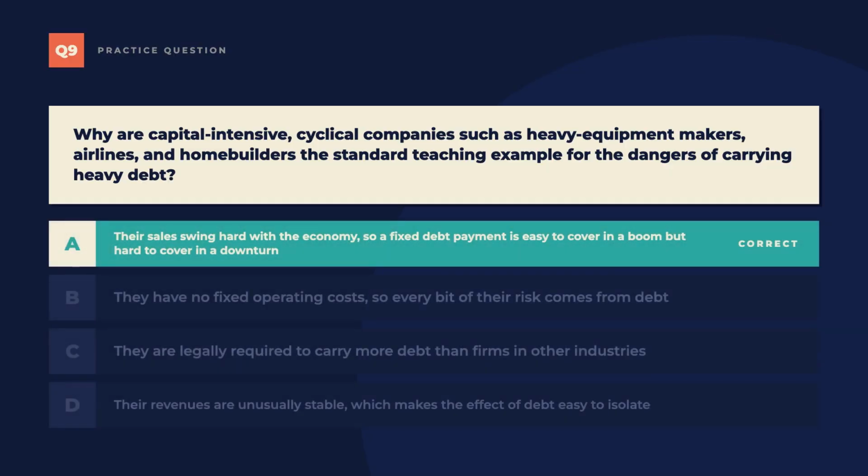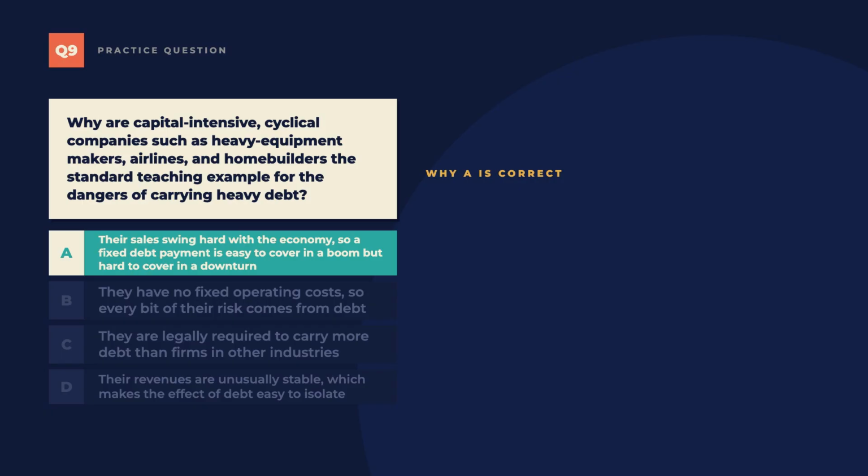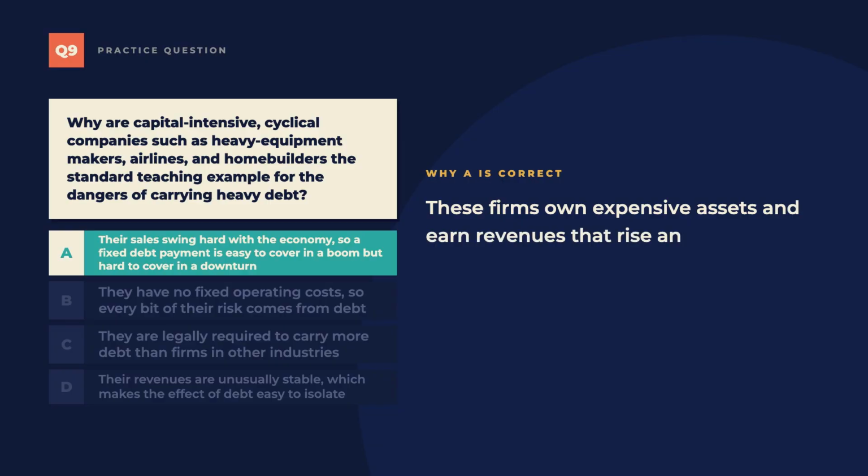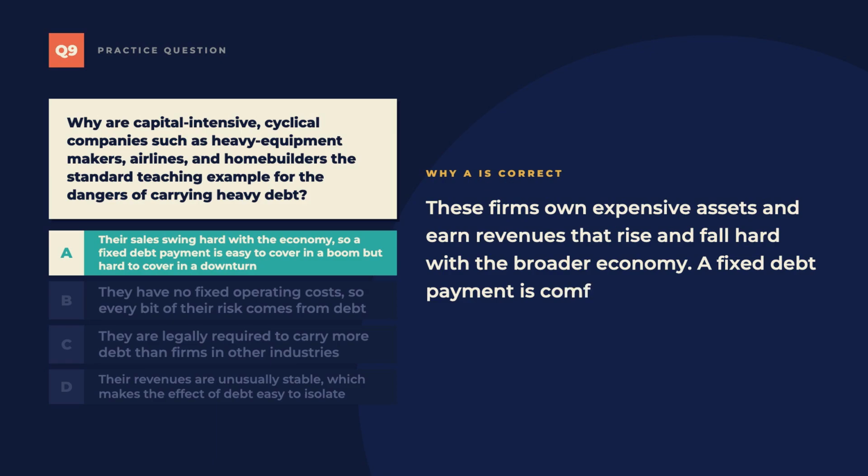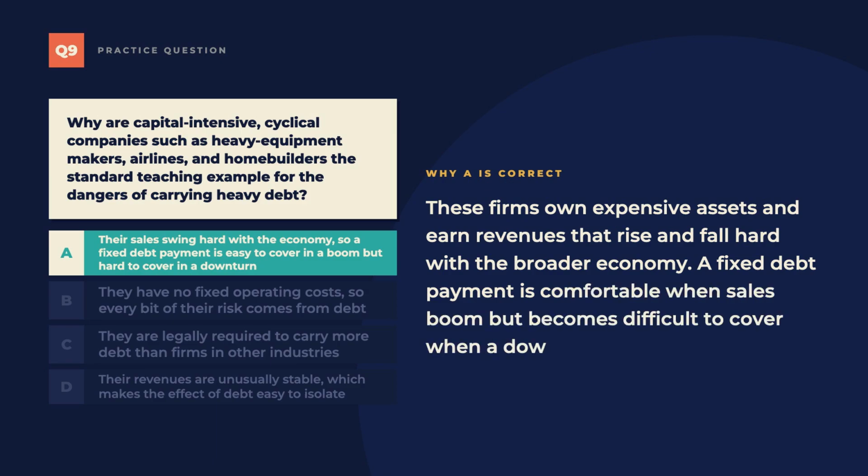The correct answer is A. Their sales swing hard with the economy, so a fixed debt payment is easy to cover in a boom but hard to cover in a downturn. A is correct because these firms own expensive assets and earn revenues that rise and fall hard with the broader economy. A fixed debt payment is comfortable when sales boom, but becomes difficult to cover when a downturn slashes revenue, which puts the dual nature of leverage on full display.